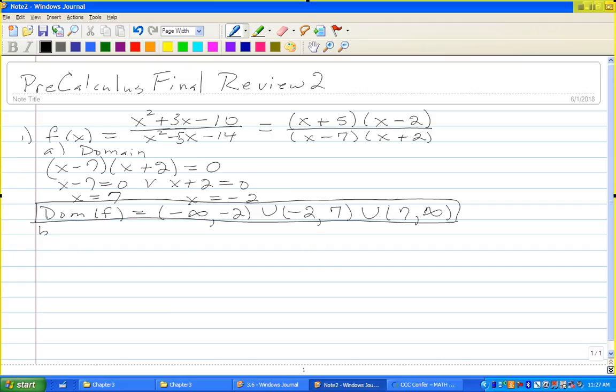B. What are the vertical asymptotes? Well, vertical asymptotes are what we just found above. X equals 7, x equals negative 2. So those are my vertical asymptotes. C, what are the horizontal asymptotes?